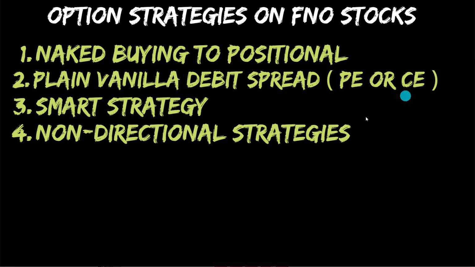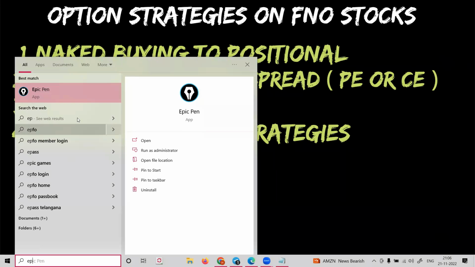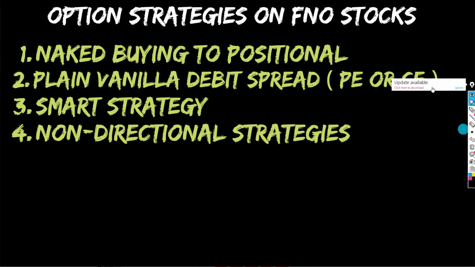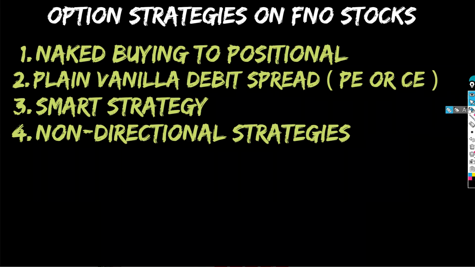We all know, right? Let me take the epic pen. You guys have answered saying that we have this thing, the debit spreads, right? We all know about the debit spreads. Second one, plain vanilla debit spreads. If you're bullish about the market, you go for call debit spread. If you're bearish about the market, you will go for the put debit spread. If you're sideways to mild bullish, you'll go for ratio spread. But today we will discuss naked buying.